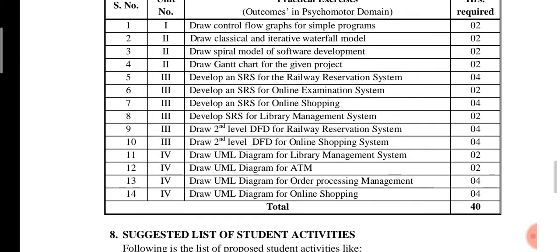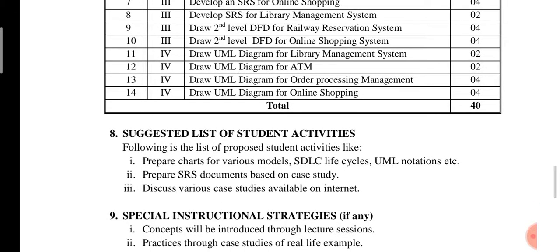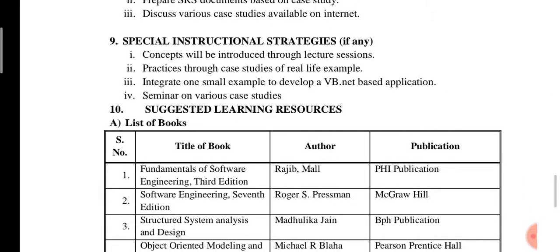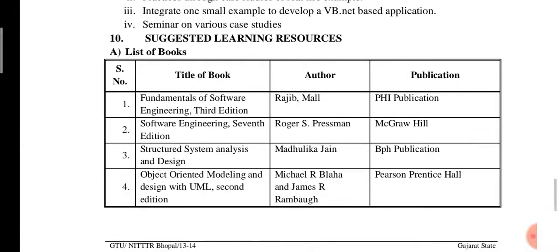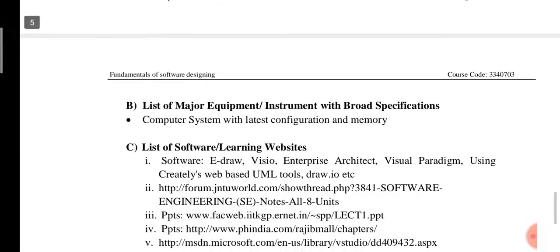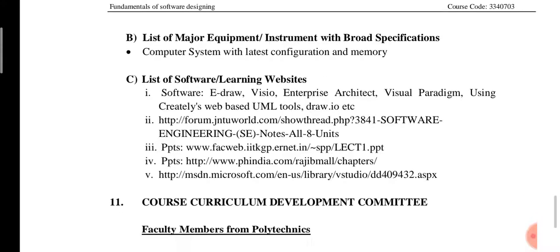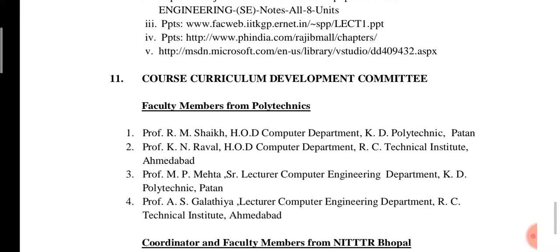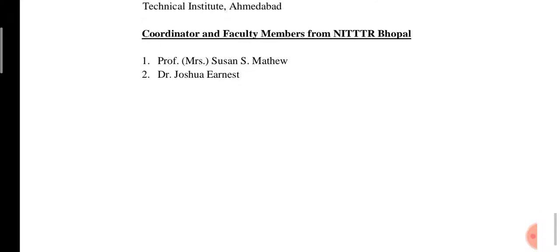Here is the list of student activities. So this is our suggested list of student activities, then special instructional strategies, and here the learning resources, which means the list of books. This is the reference book list with author names. You can use it for the FOSD subject. This is a list of books as references with authors, and the list of major equipment and instruments with a broad specification. And this one is a software learning website, and here the faculty members from the polytechnic are given also. Okay, I hope you all easily understand the subject syllabus overview.